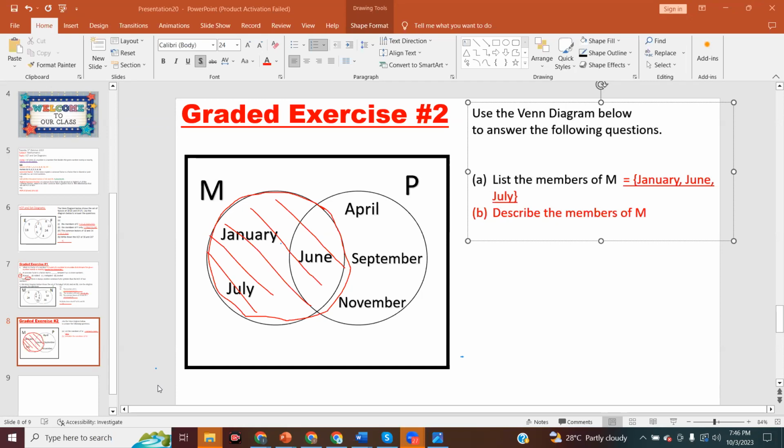All right, good. So describing all of the members of M, they all start with J. They are months. All of them start with J. Oh, someone said it. Taya, very good. All of the months here start with J. China, very good. And that's only two persons who got it, China and Miss Taya.